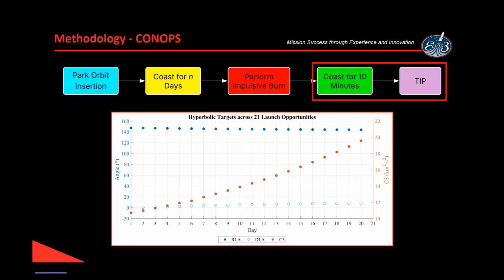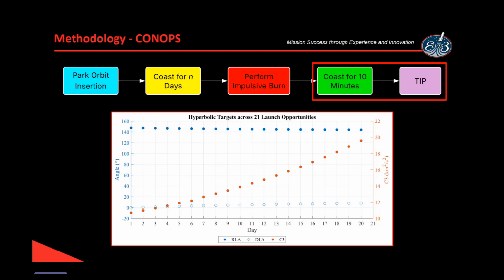Yeah, so again, to build context, if we look at this slide again here on day 1, the RLA target is around 145 degrees, right? So you want the RAN of the park orbit to also be 145 degrees for those two to be aligned. That's where our orbital alignment parameter shown in that other plot would be 0.